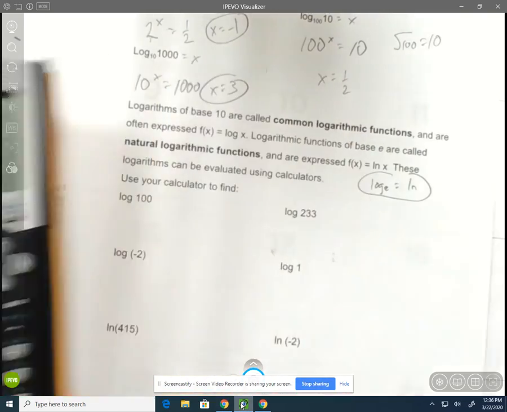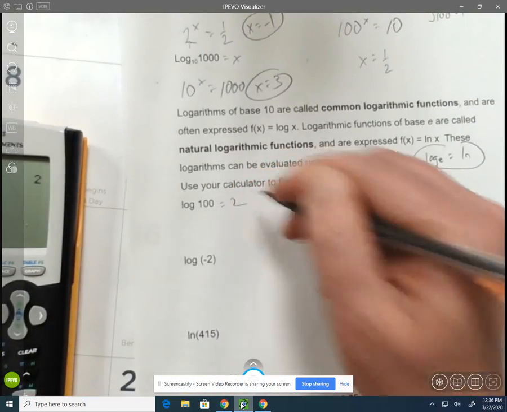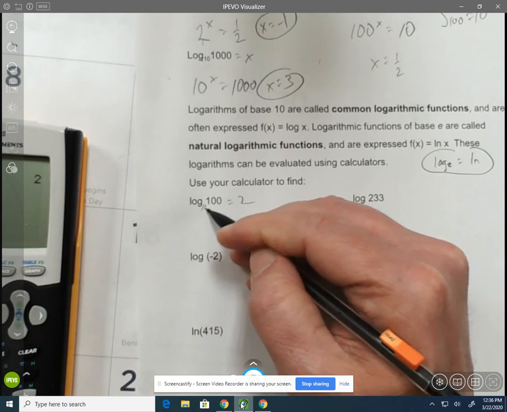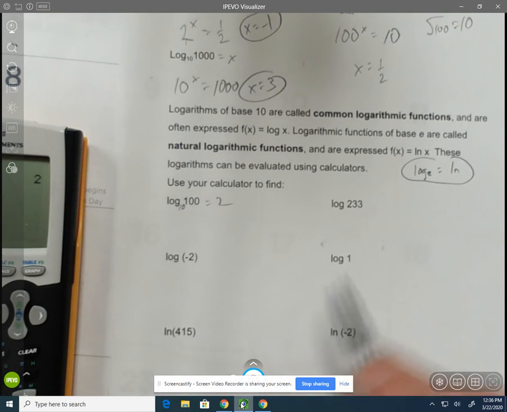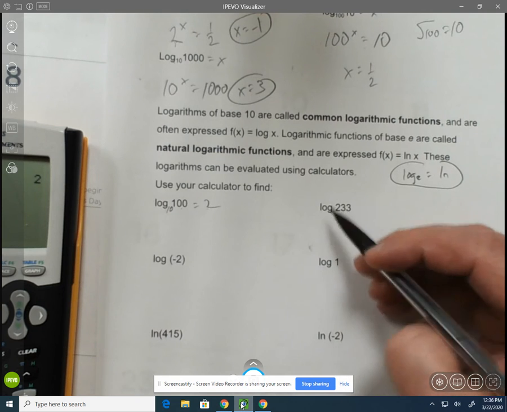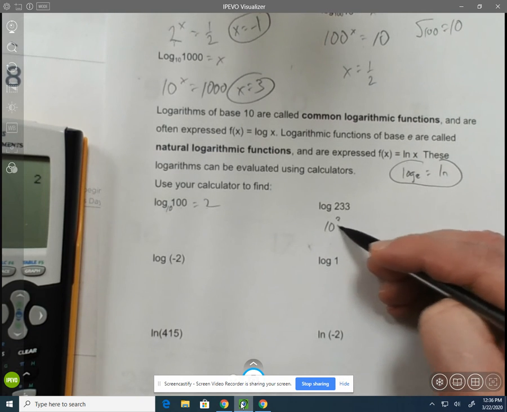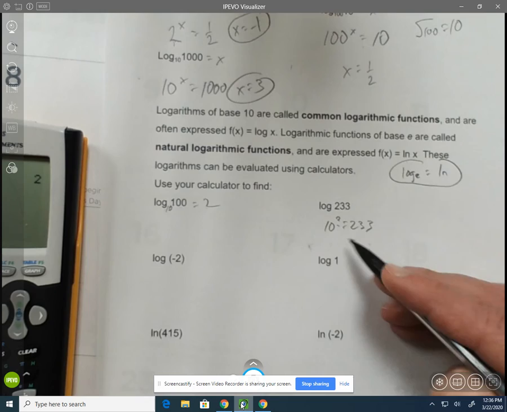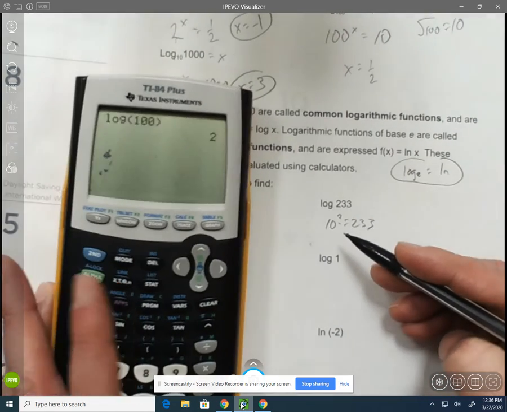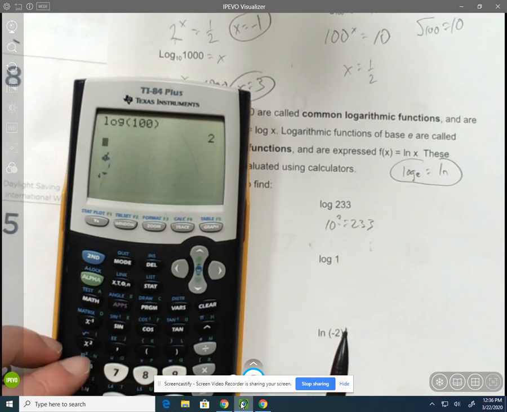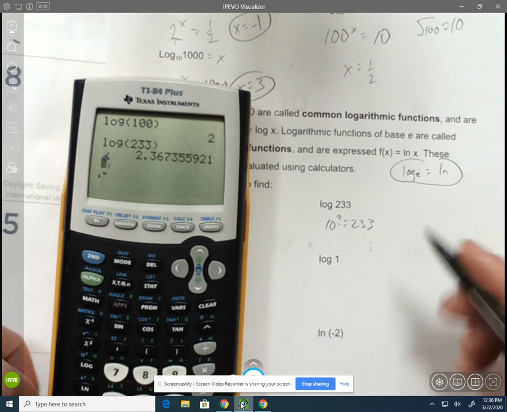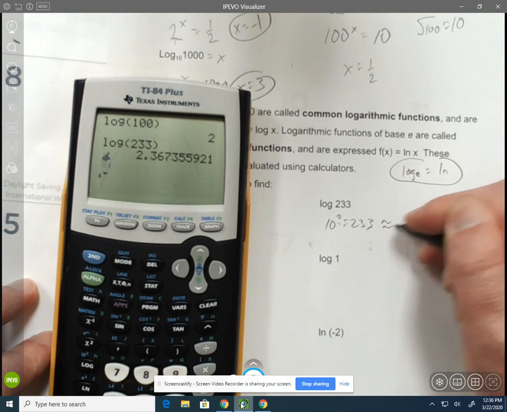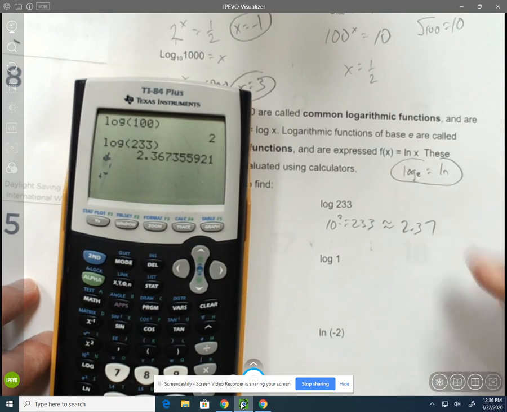Okay, the log of 100 is 2, which makes sense because if that's base 10, really what this is saying is 10 to the second power equals 100. Now, log base 10 of 233, really what I'm saying is 10 to what power equals 233? And it ain't nothing pretty, all right? But my calculator can do it. I can just do the log of 233, and it's approximately 2.37.